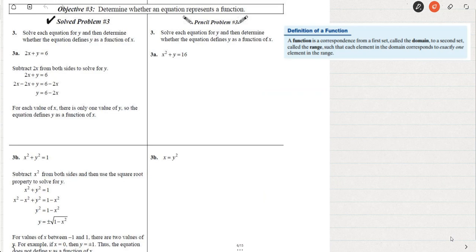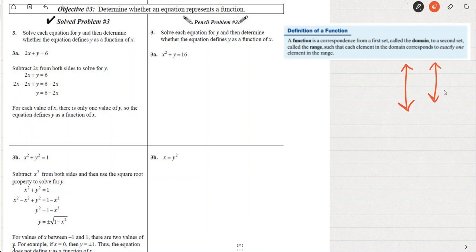What we're going to do next is solve the equation for y and then determine if it's a function or not. And one way to determine if an equation is giving you a function is to graph it and see if it passes the vertical line test. Now, the vertical line test says that when we pass a vertical line over the function at every point in the domain of the function, it doesn't hit the graph at more than one point at a time. We'll look at some examples soon.